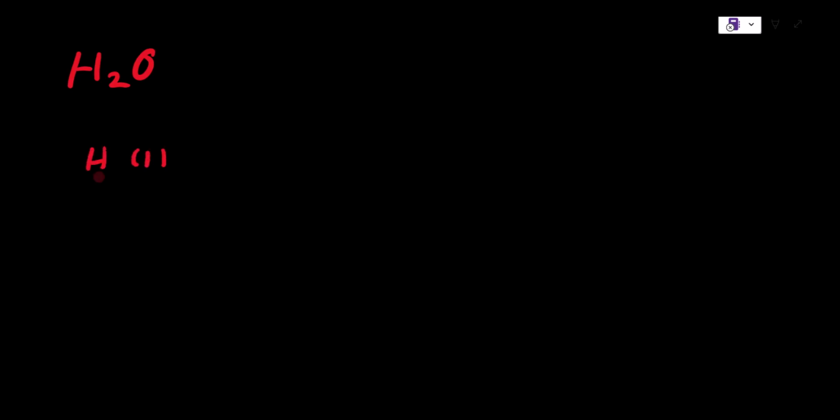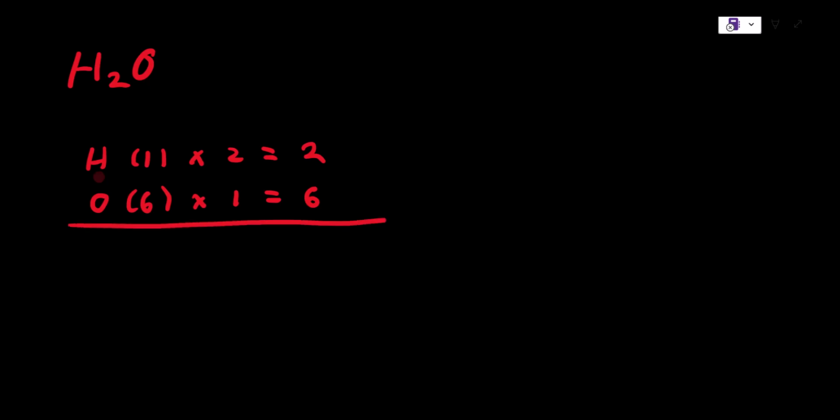So first we have to determine how many valence electrons are in the molecule. We can start out with hydrogen. We know that hydrogen has 1 valence electron, and there's 2 hydrogens, so this will give us 2 valence electrons. Oxygen has 6 valence electrons. There's 1 oxygen, so that will give us 6 valence electrons for oxygen, and that will leave us a total of 8 valence electrons for water.